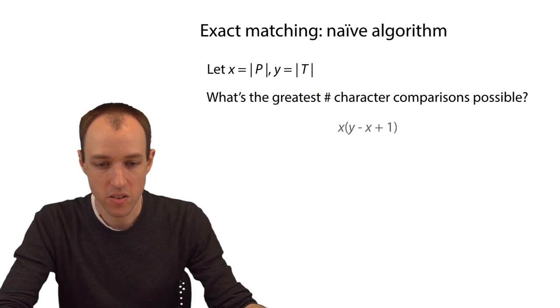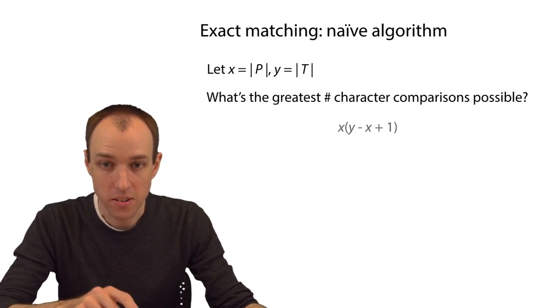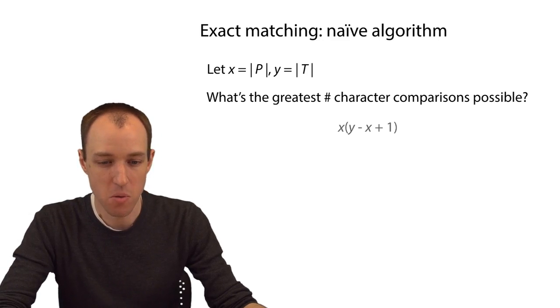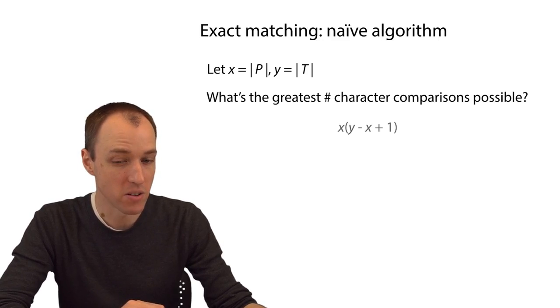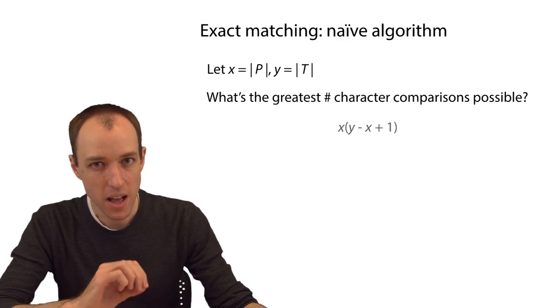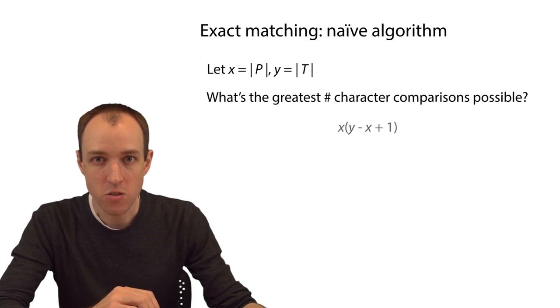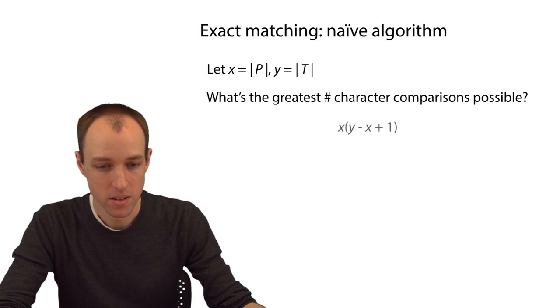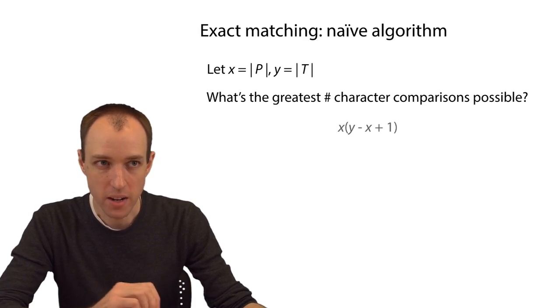The answer is y minus x plus 1, all times x. The y minus x plus 1 again represents the number of possible alignments of the pattern to the text. And for each alignment, the most character comparisons we can do is x, the number of characters in P. So we have to take their product, x times (y minus x plus 1).